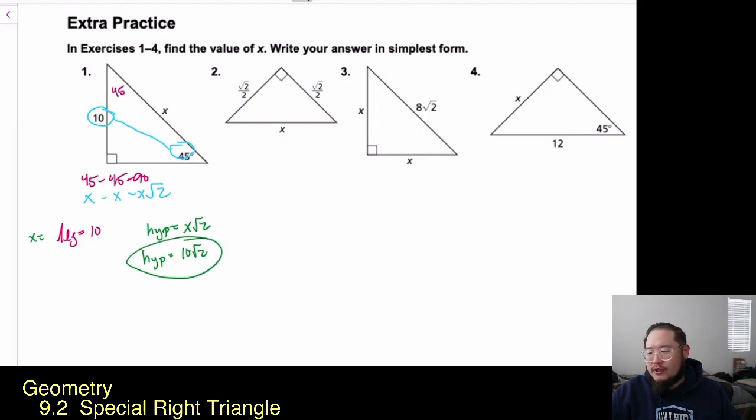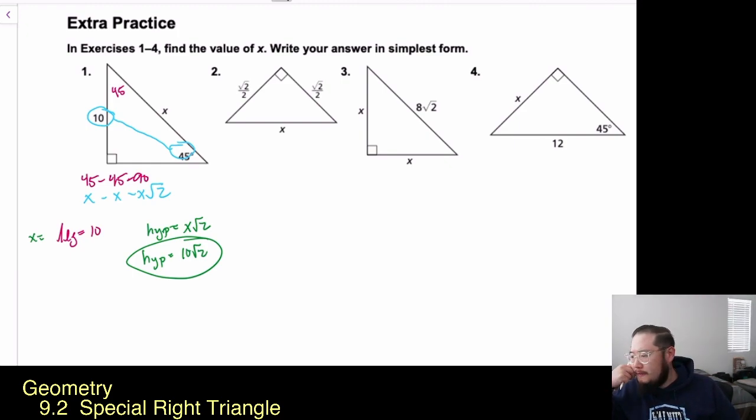Write your answer in simplest form. Remember, what do they mean by simplest form? Make sure that you have it in simplest radical form. No decimal answers. Okay, so that right there is important. And we just went ahead and found our answer, just like that.